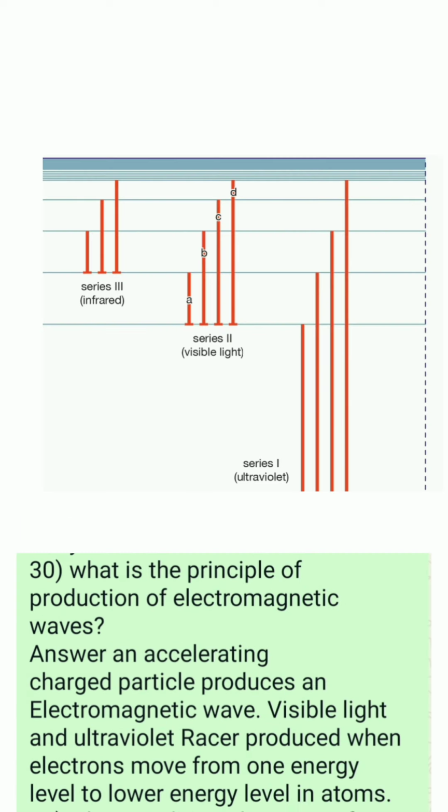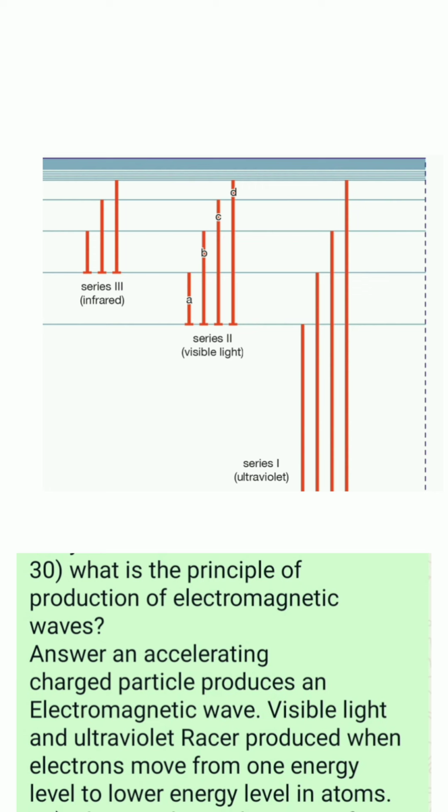31. What is the principle of production of electromagnetic waves? Answer. An accelerating charged particle produces an electromagnetic wave. Visible light and ultraviolet rays are produced when electrons move from a higher energy level to a lower energy level in atoms.